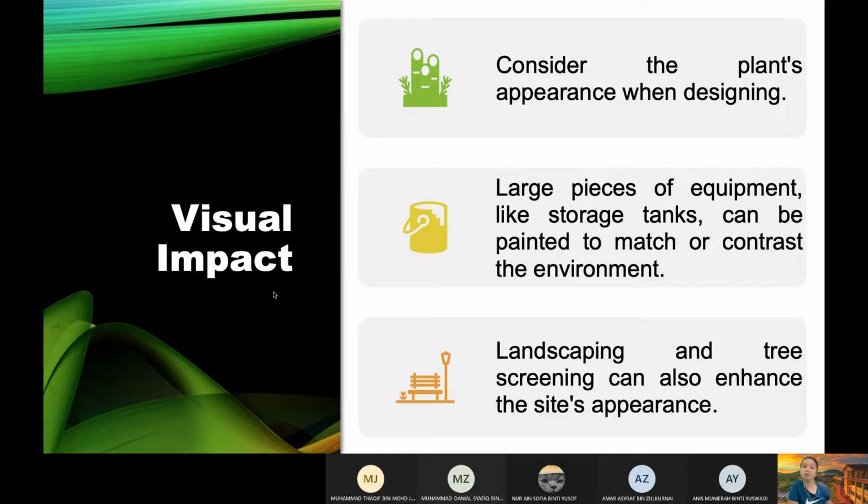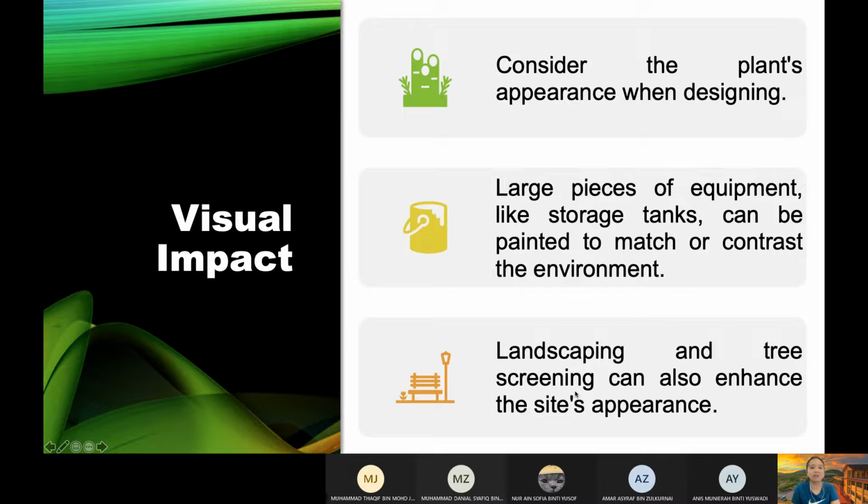So maybe you don't consider this. Mungkin kita pun tak terfikirkan bila nak bina plant, chemical plant, the visual impact of your plant towards the public or even towards the company itself. How are you going to make sure that the impact is good? So you have to consider this when you are designing. So large equipment, like storage tanks, can be painted to match or contrast the environment, or landscaping and tree screening can also enhance the site appearance.